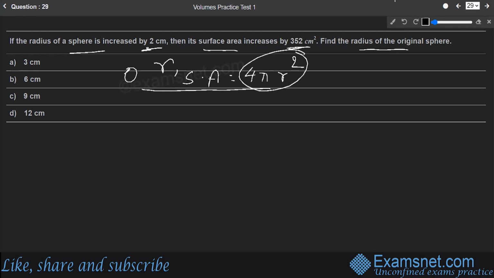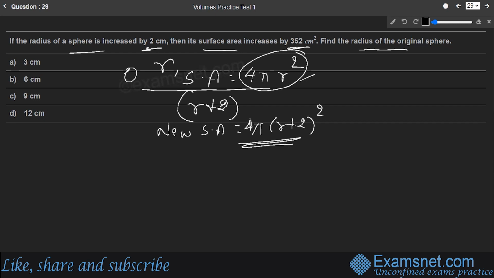Then he says the radius is increased by 2. So the new radius becomes r plus 2. So the new surface area becomes 4 pi into r plus 2 whole square. So this is the new surface area. This is the older surface area. What he wants us to calculate is that the new surface area is increased by 352 than the older surface area.